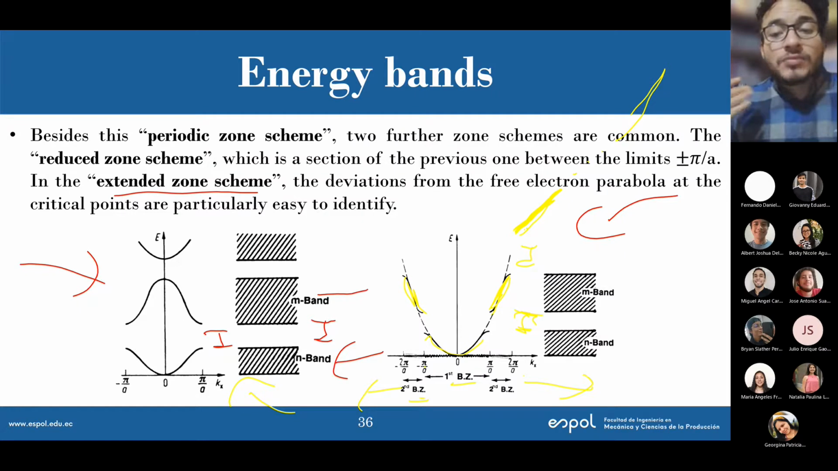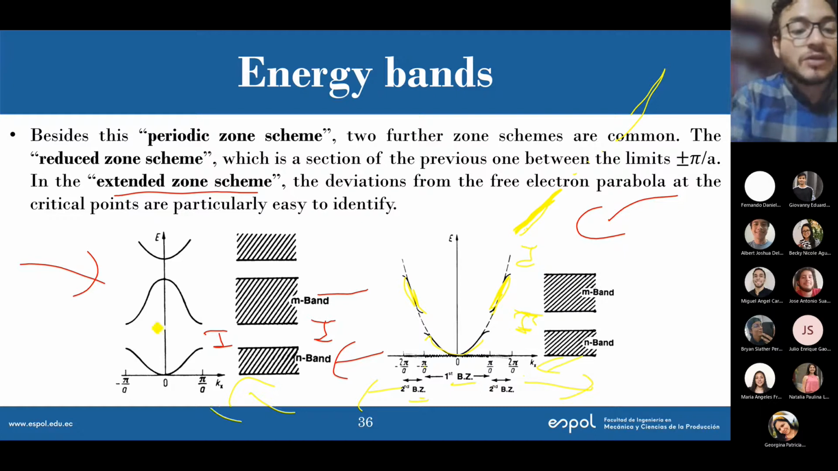So something becomes already important here, right? We see that the critical points, and that's what is represented in these zone schemes, are n times pi over a, with n being a multiple, an integer. So n pi over a.